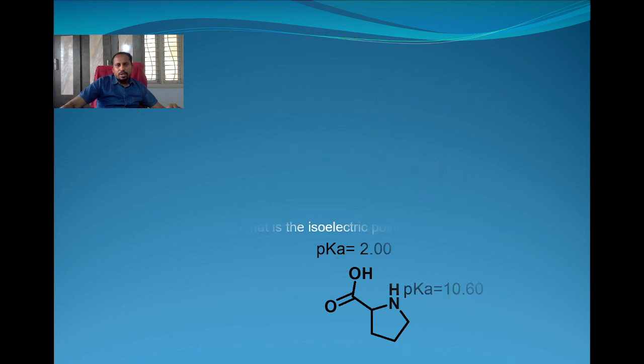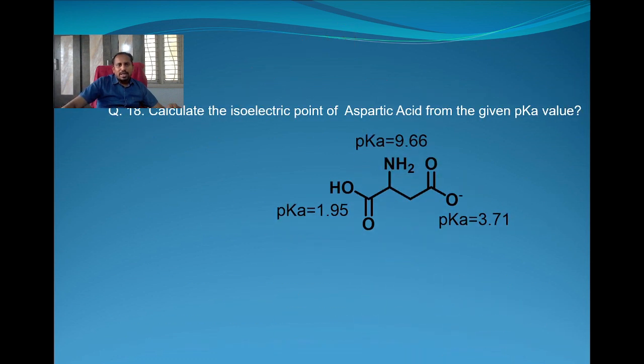So if we move to the next question, calculate the isoelectric point of aspartic acid. So from the given pK values, listen, in case of aspartic acid, this is an acidic amino acid, as one extra carboxylic group is there. Listen, these two are carboxylic acids. So due to this extra carboxylic acid, we have one pK value for this, one pK value for this, and one pK value for this one.